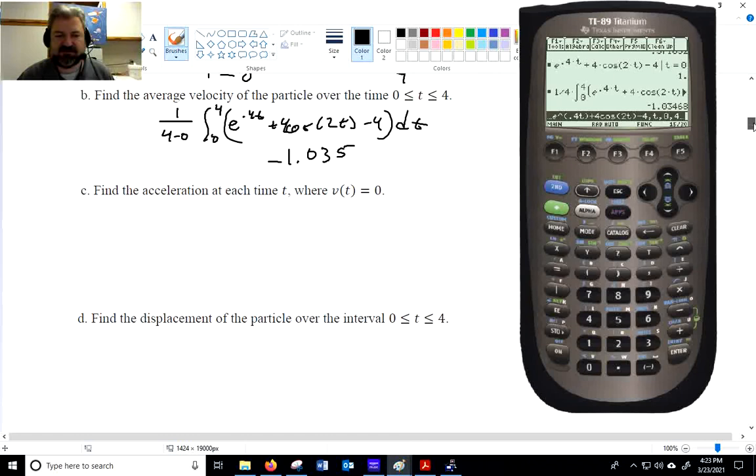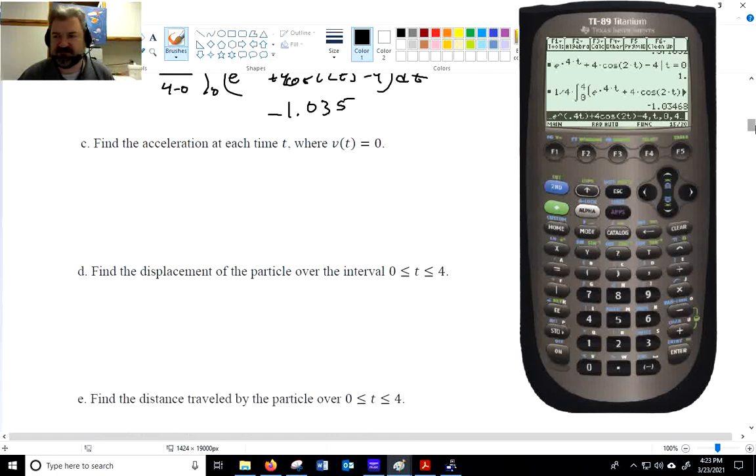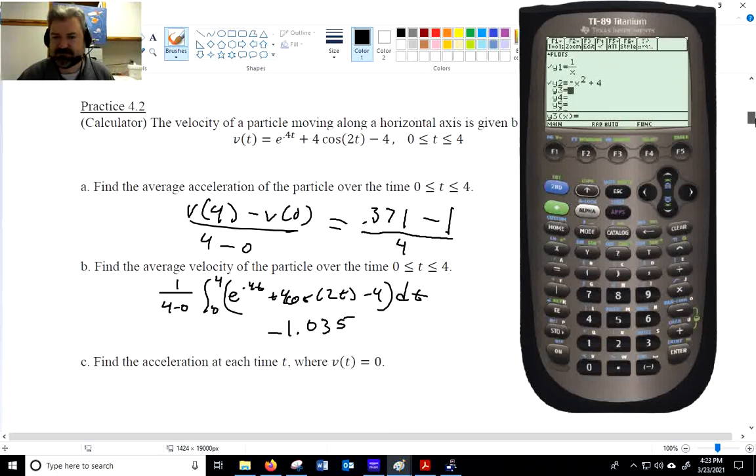All right, it says find the acceleration each time where v of t is equal to 0. So to find when v of t is equal to 0, we're going to go to our graph and type it in. Let me bring this up where I can see the equation. So my equation is e to the 0.4t plus 4 cosine 2t minus 4. And I'm going to go ahead and go to my window and just make a little bit of changes here. I'm going to say 0 to 4, and I'll make my y min negative 5, my y max 5.